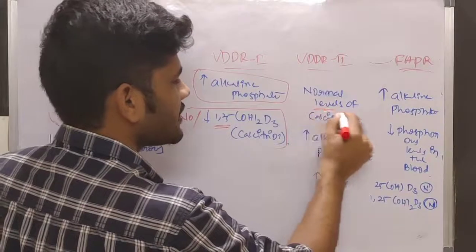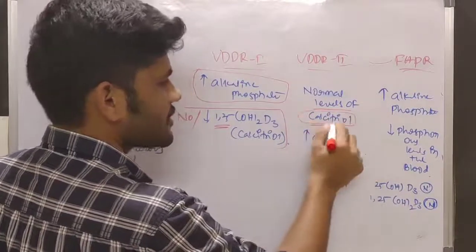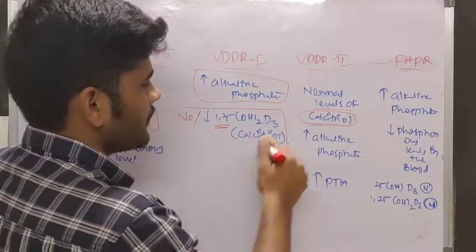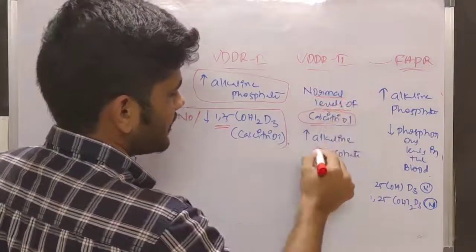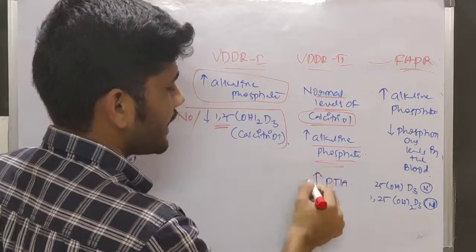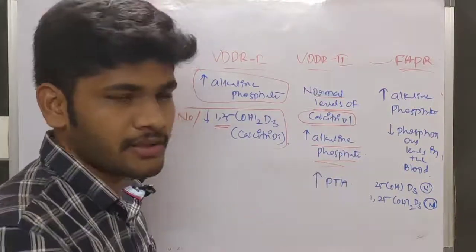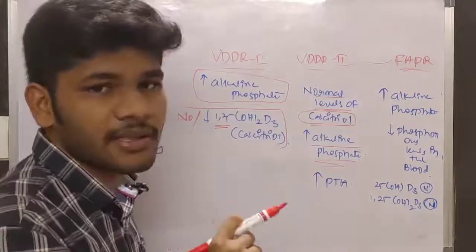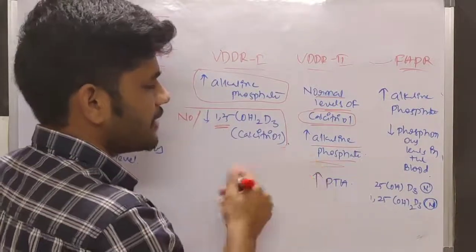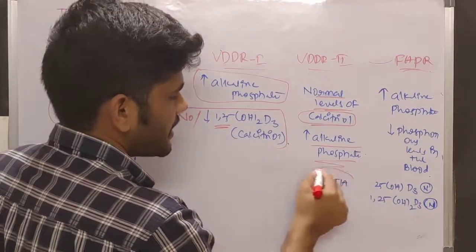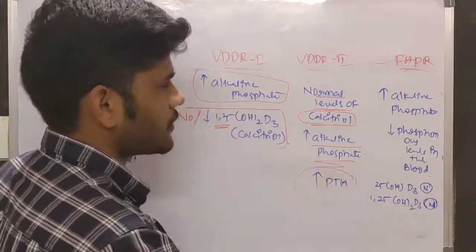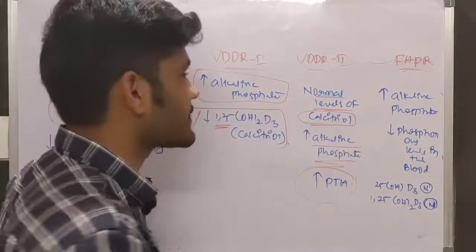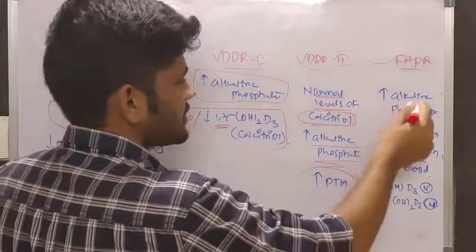The calcitriol levels are normal, but the end organ is not responding to the calcitriol. So there are normal levels of calcitriol, increased alkaline phosphatase, and the end organ is not responding to the vitamin D. So there are increased levels of parathormone.